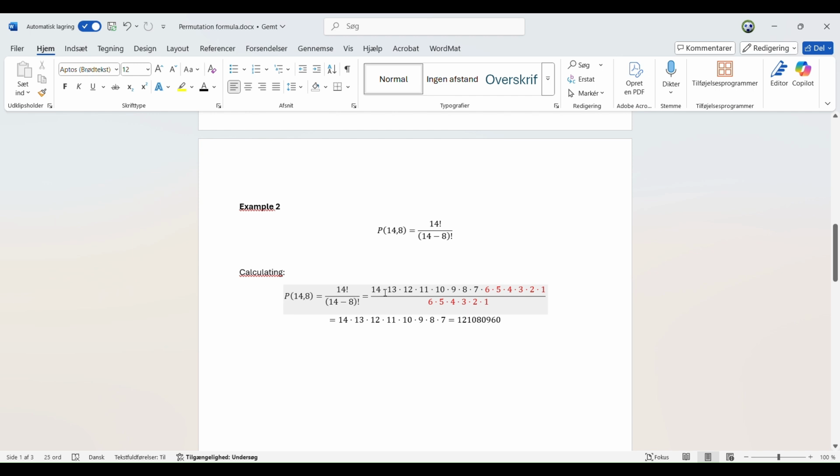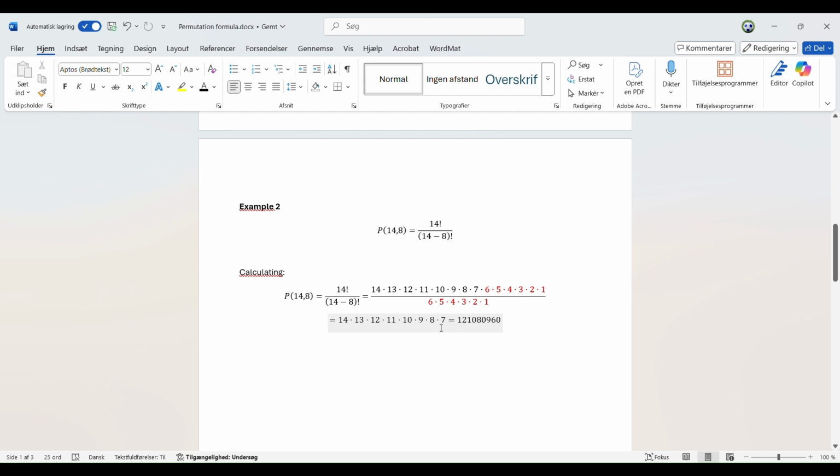that's 14 times 13 times 12 and all the way down to 1. 14 minus 8, that equals 6 factorial, so 6 times 5 times 4 times 3 times 2 times 1. Once again, we look at all the numbers that are equal, we let them go, and we are left with just the black numbers up here. So from 14 down to 7.